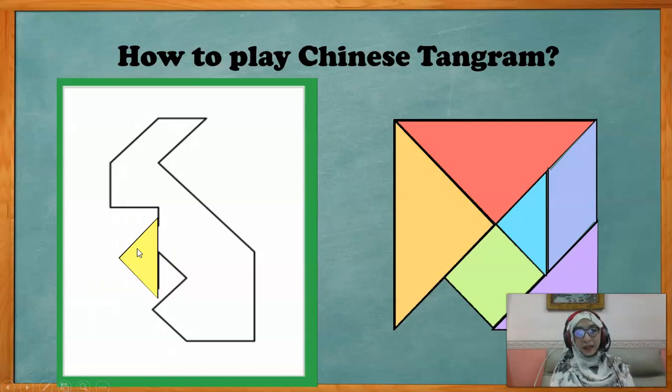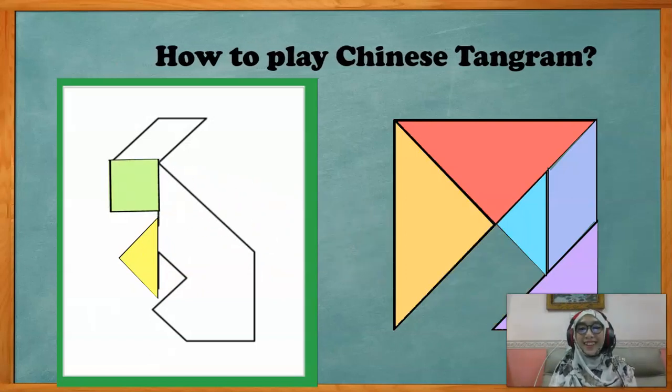Now let's look. Maybe this one looks like a square. And this one looks like a parallelogram. Maybe. What about the body though? Let's try to put one of the big triangles. Oh, sorry, my mistake. Okay, we make the square first. Okay, the face. So we have the face there.